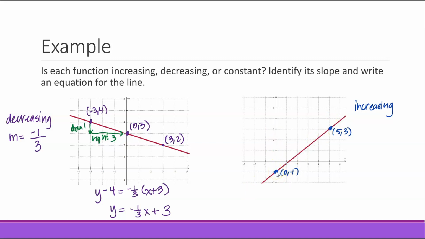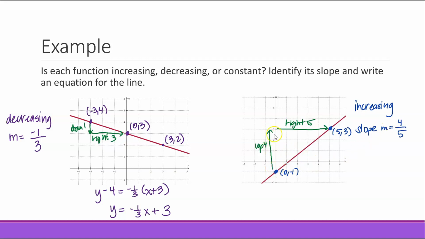So I'm going to pick one point and describe how many units I move up. So I go 1, 2, 3, 4 units up. So up 4, and then how far do I head to the right? Well, I go 5 units to the right. 1, 2, 3, 4, 5. So I go right 5 units. So my slope is then m equals positive 4 over positive 5.